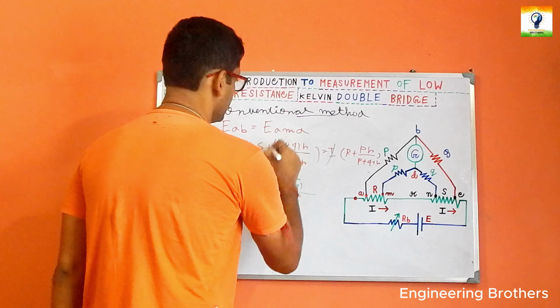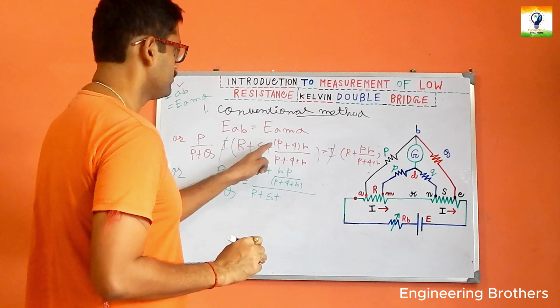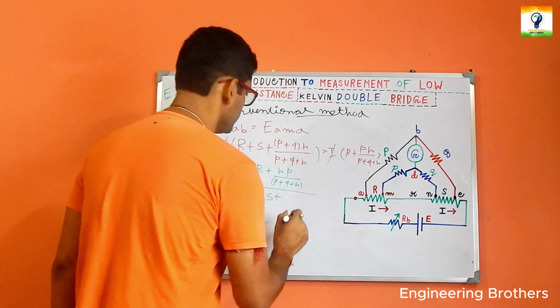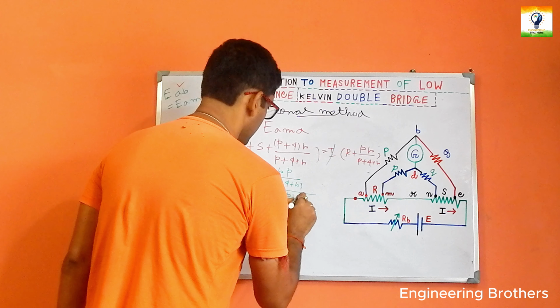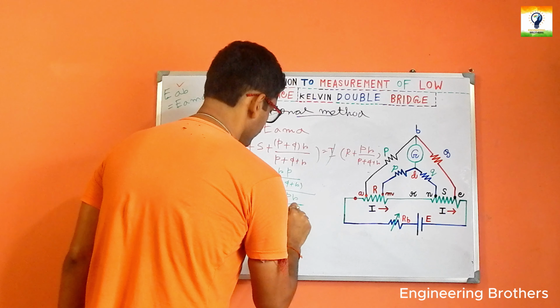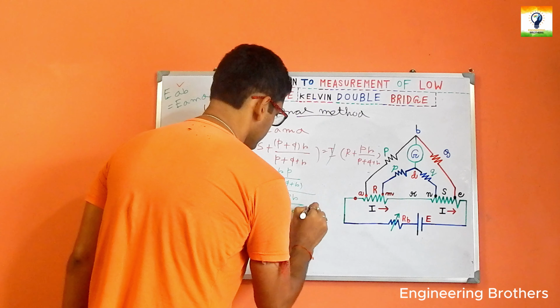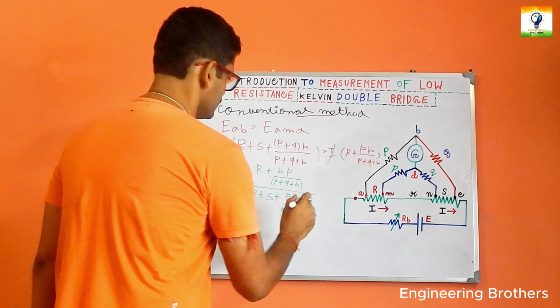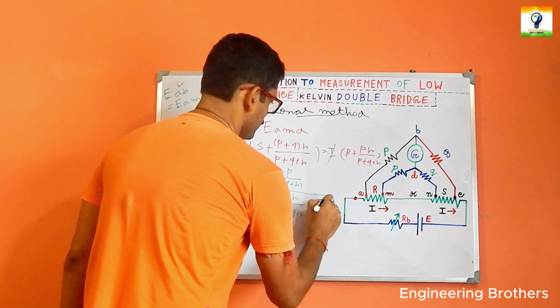I will write this portion separately if we multiply that portion over here, which is small pr divided by P plus Q plus R plus our small qr divided by P plus Q plus R.